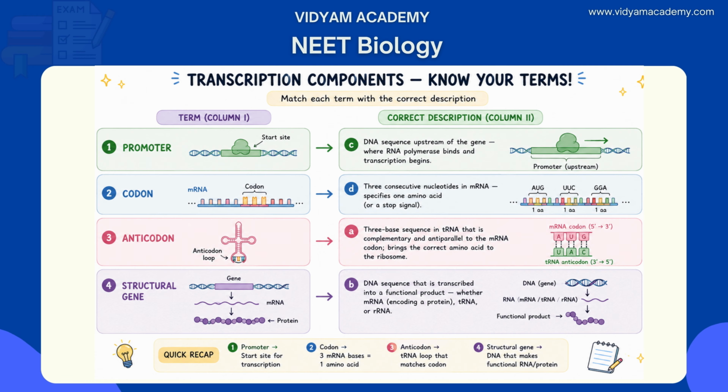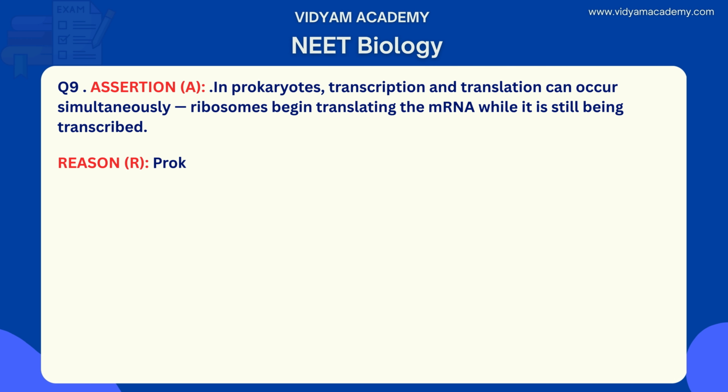Structural gene, 4B: any DNA segment that is transcribed to produce a functional product, whether mRNA encoding a protein, tRNA, or rRNA. That's why option C, which matches correctly, is the right answer. Next, let's move to question number 9.